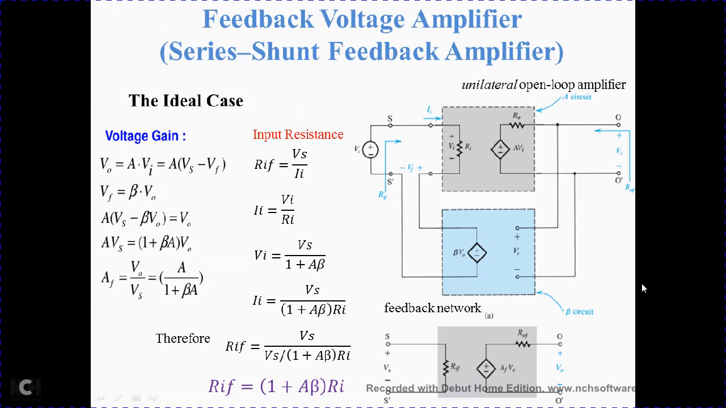Okay. Let's get into the derivation. Feedback voltage amplifier. This is the equivalent diagram for a voltage amplifier. Actually, this section is a voltage amplifier and this section is a feedback network. That is what we saw earlier, right?